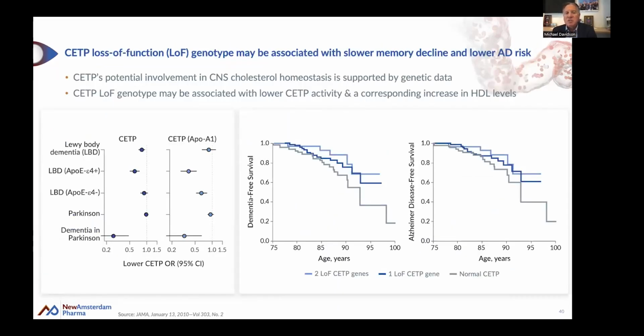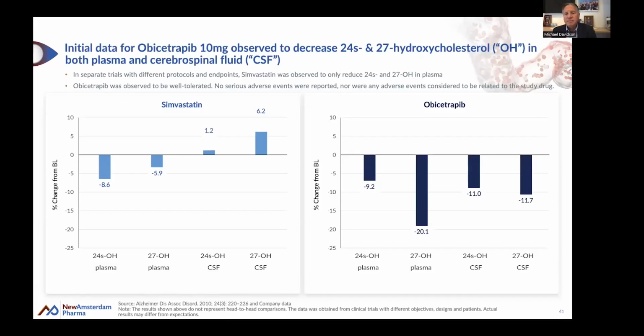We also have genomics support. If you look at Lewy body dementia, Parkinson's dementia, if you have CETP loss of function linked to the HDL raising effects, we see less dementia, especially if you have ApoE4, stronger with ApoE4. And again, the CETP genes do appear to protect against ApoE4 dementia in a publication back in 2010.